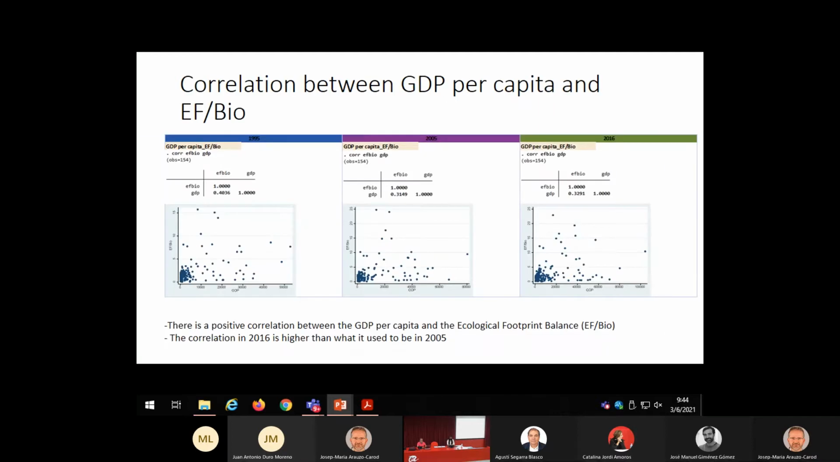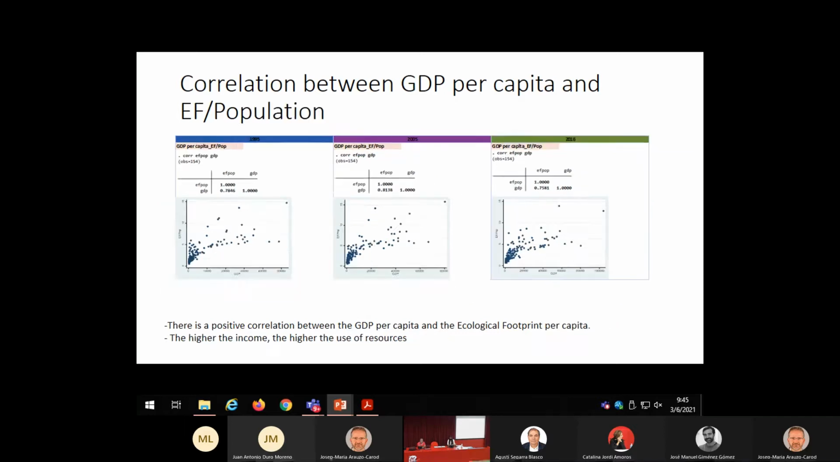Just quick correlations. This is just to see the correlations between the GDP per capita and the balance, which is, as I mentioned, ecological footprint divided by the biocapacity. And it has a positive correlation. As you can see, in 2016 it's a little bit higher than 2005, but it's still lower than 1995, which we presume might be decomposing this situation.